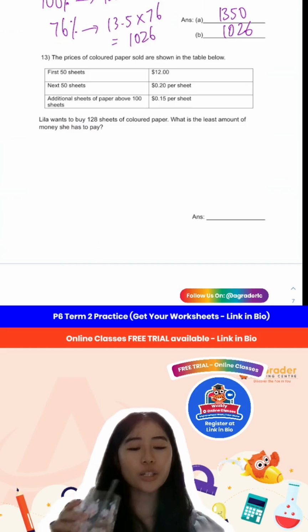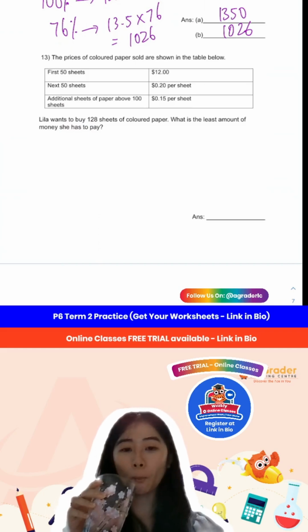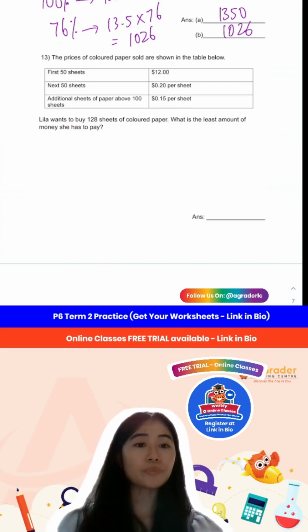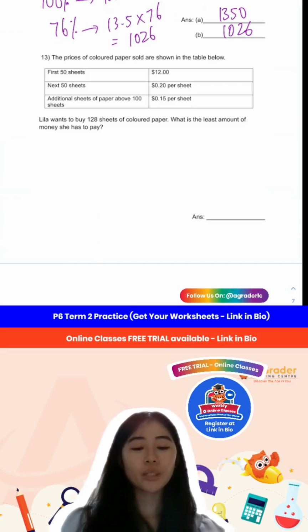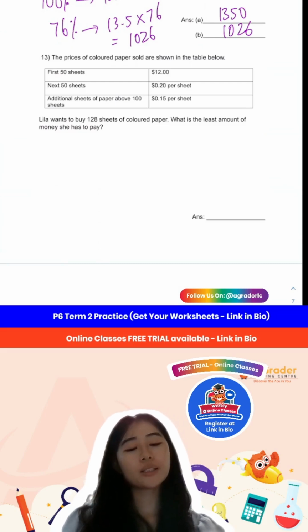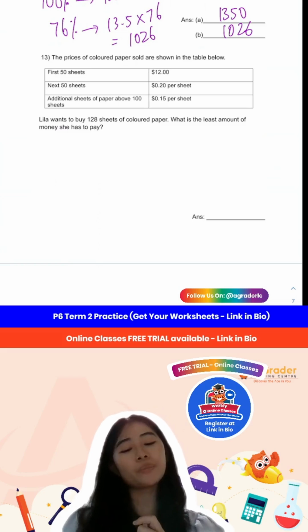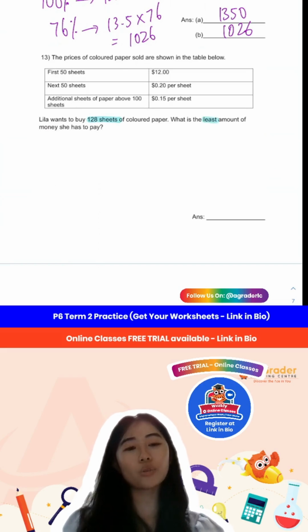Okay, our last question. Our last problem sum. Question 13. The prices of colored paper sold are shown in the table below. So the first 50 sheets will be $12. The next 50 sheets is 20 cents per sheet. Additional sheets of paper above 100 sheets is 15 cents per sheet. So Lila wants to buy 128 sheets of colored paper. What is the least amount of money she has to pay?